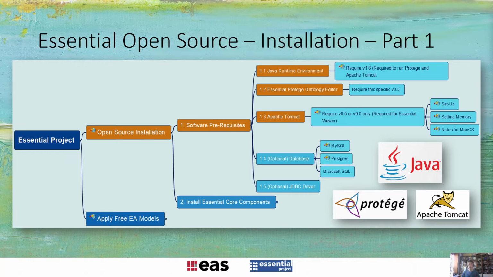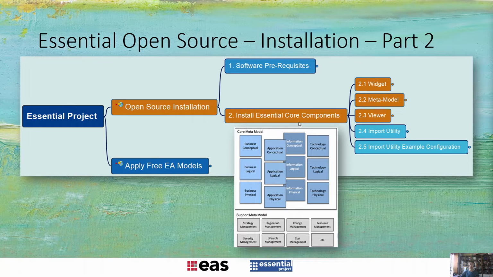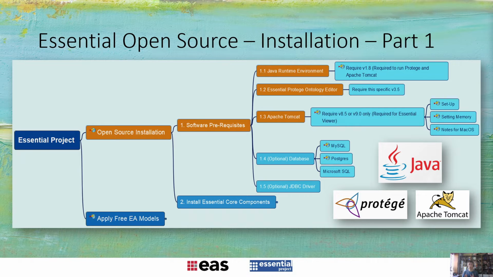So I put this mind map together to show you that in this part one, we are going to evaluate the prerequisite software for the Essential open source edition. In the next part, I will show you how to install those core components. For the prerequisites, we will only focus on the first three. Essential open source tool is our Protege-based editing tool.